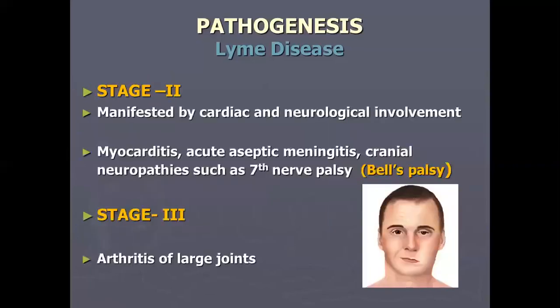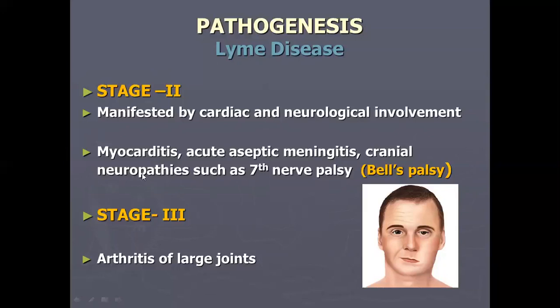Now, what happens in the second stage? This is manifested by cardiac and neurological involvement. There is myocarditis. There can be acute aseptic meningitis. Now, remember, in Leptospira interrogans, we have also seen aseptic meningitis. So in the case of spirochetes and in the case of viral infection, the meningitis is mostly aseptic meningitis, and this results in a change in the protein level in the CSF. We diagnose whether the disease is spirochetal, viral, or bacterial in nature because of the prevalence of the proteins.